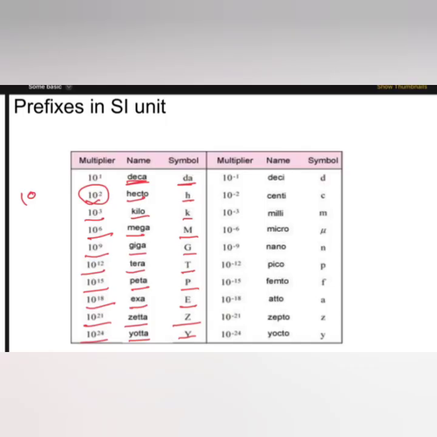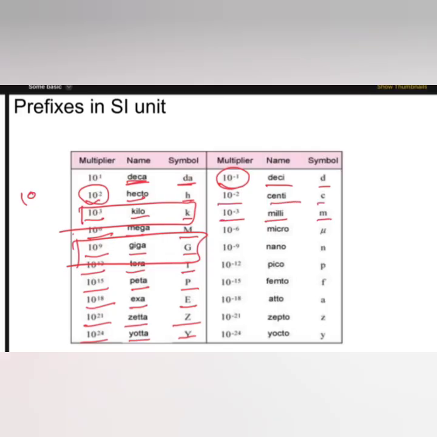Some measurements you can remember, just kilo, giga, like when we use our pen drive, and tera and peta as well. And this is a very important multiplier section. 10 raised to minus 1 is deci. Minus 2 is centi. Minus 3 is milli, small m. For the large prefixes the symbols are capital, and for the small prefixes the symbols are small.